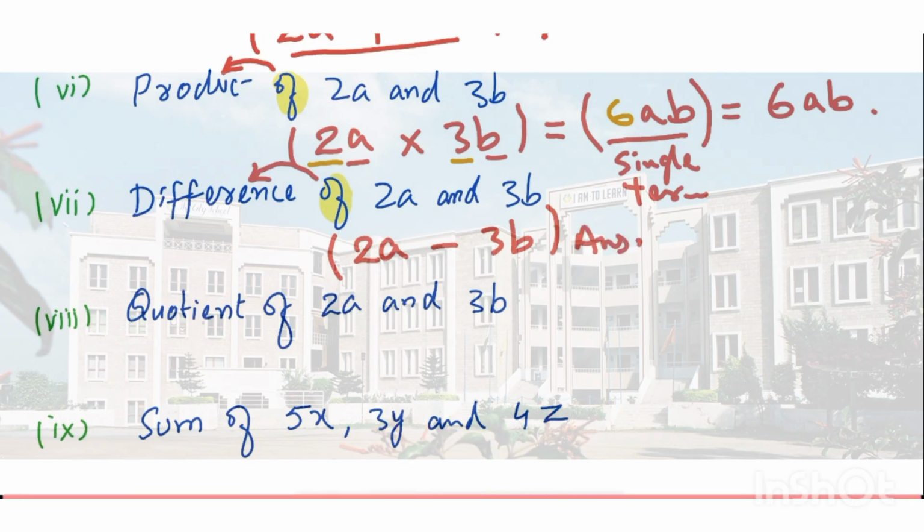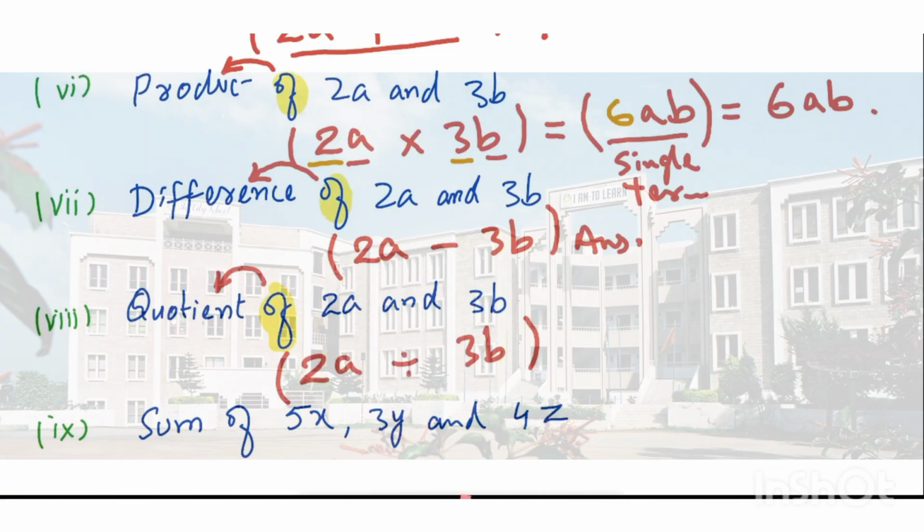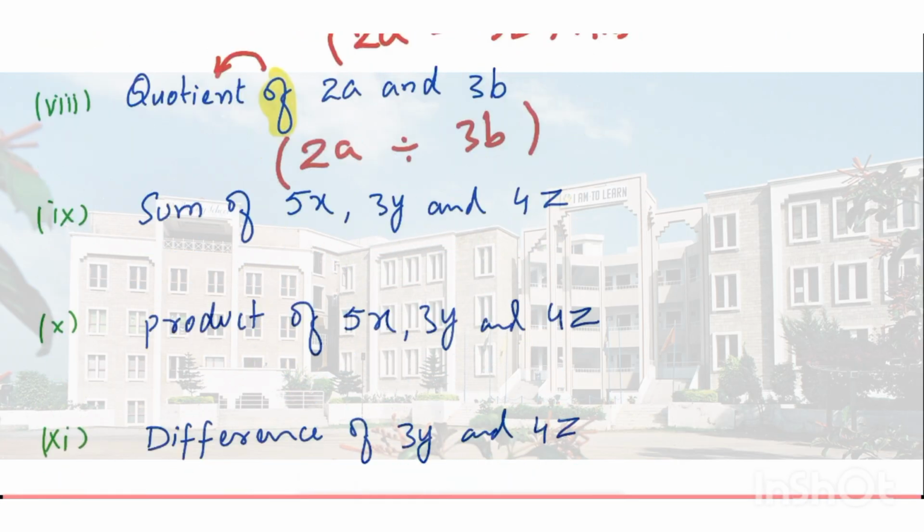Now there is quotient of 2a and 3b. So we'll be doing the same: of means bracket to the end of the statement, and there are two terms, which are 2a and then 3b, and the word before that is quotient. Quotient means we have to divide. So we do it like that.